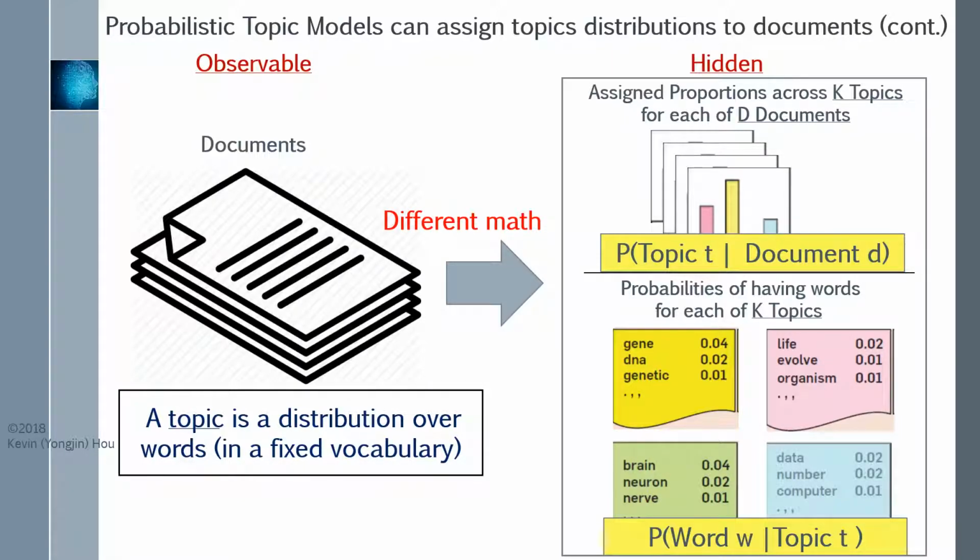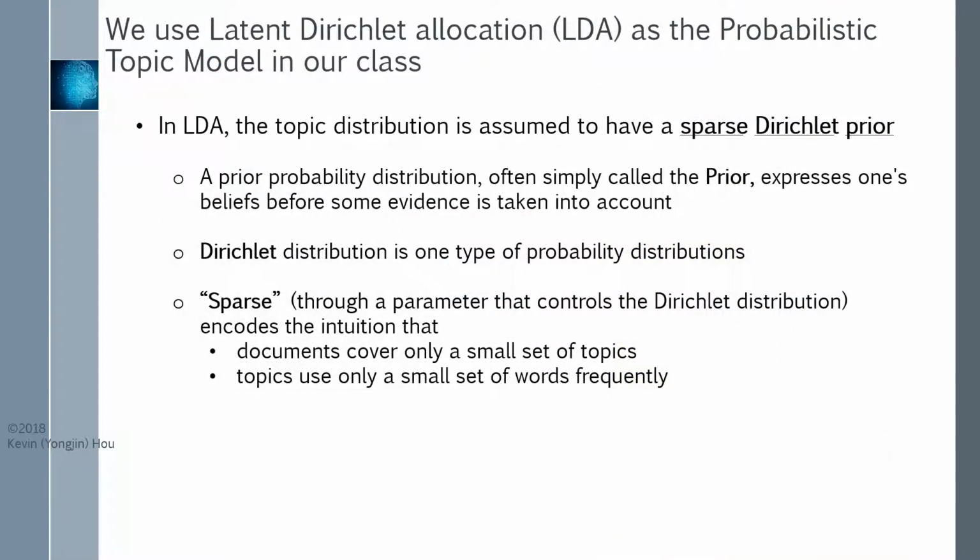From the observable inputs to the hidden structures, we have to apply certain math. That's what the algorithm is about. Actually, there are different mathematical methods to get there. In this class, we're going to discuss and learn latent Dirichlet allocation as the method, LDA for short.